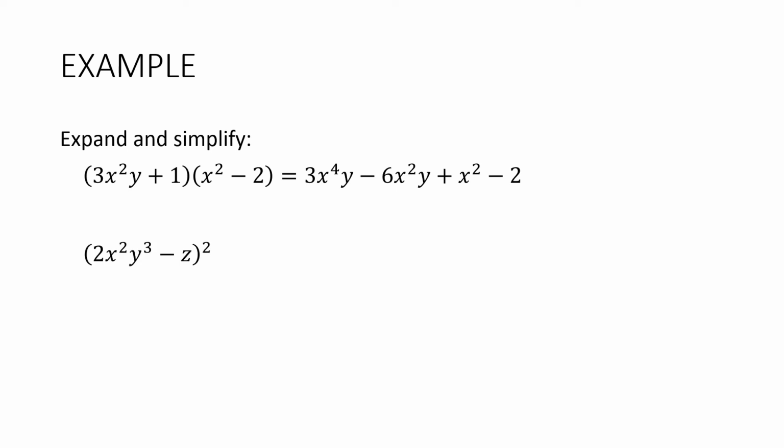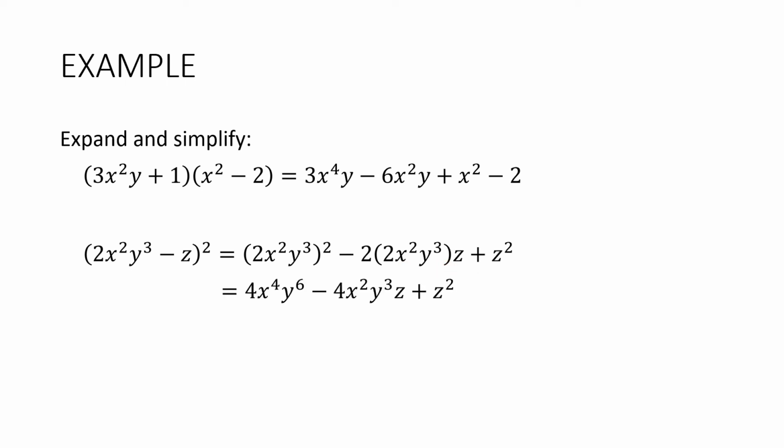And this one, we can put it into 2 brackets, but let's try the shortcut. So this whole thing squared, take away 2 times this, plus the last one squared. All right, I've done a little bit of working out here. So what is this going to be? 2 squared is 4. This is going to be x to the 4 because we're multiplying, y to the 6. Take away 4x squared y cubed z plus z squared.